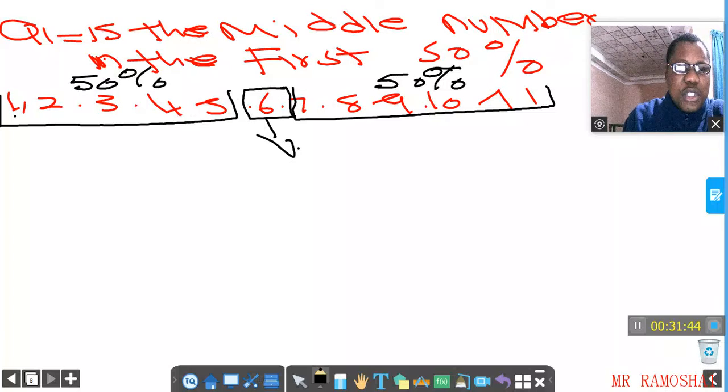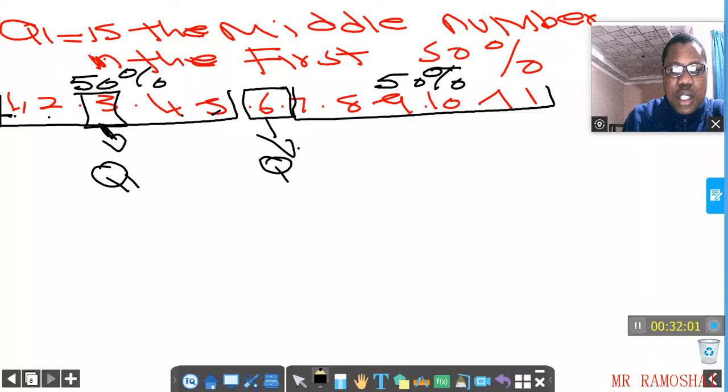So if we check, 1, 1, 2, 2, then the middle number is 3 here. That means our middle number here is 3. So 3 is our quartile number 1. Remember 6 here is quartile number 2. Then let's talk about quartile number 3. Let me write quartile 3 here.